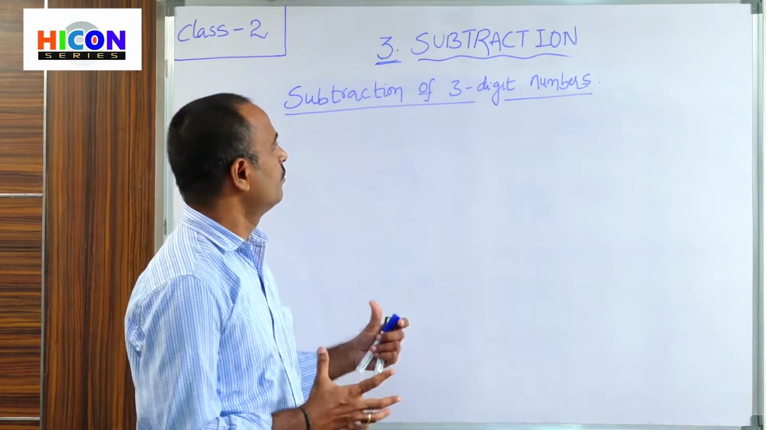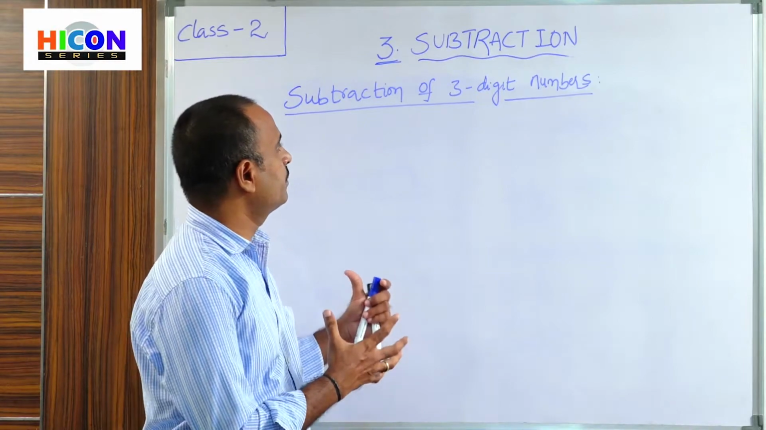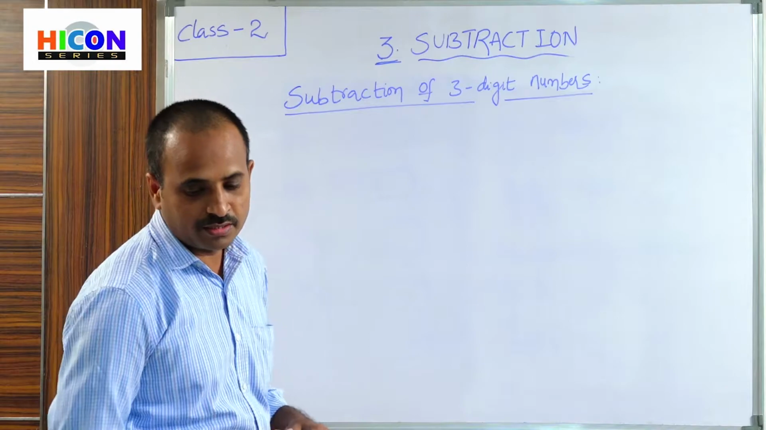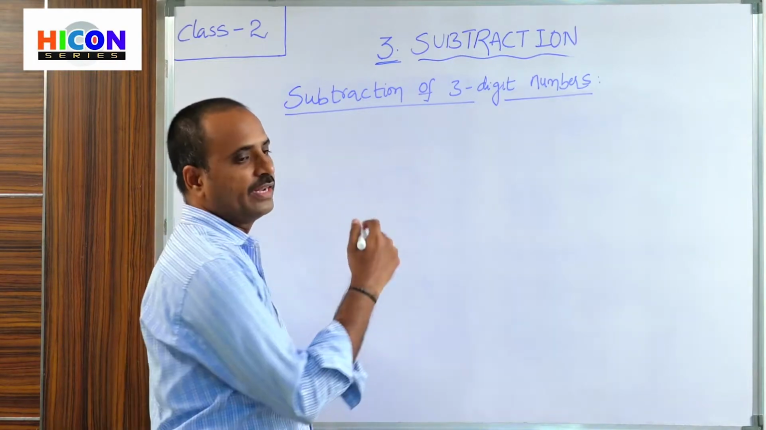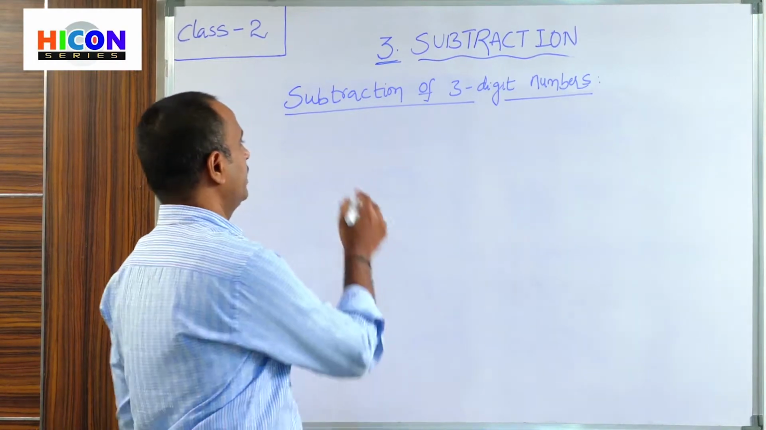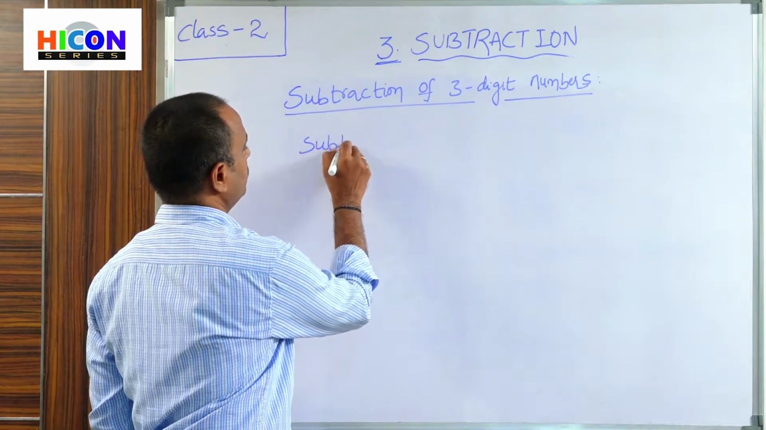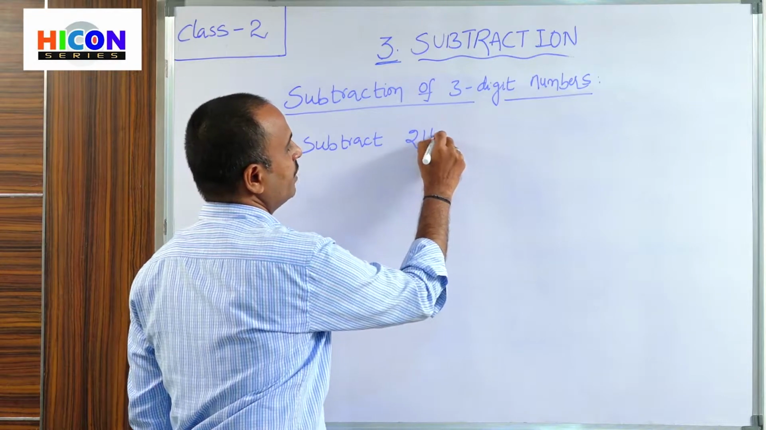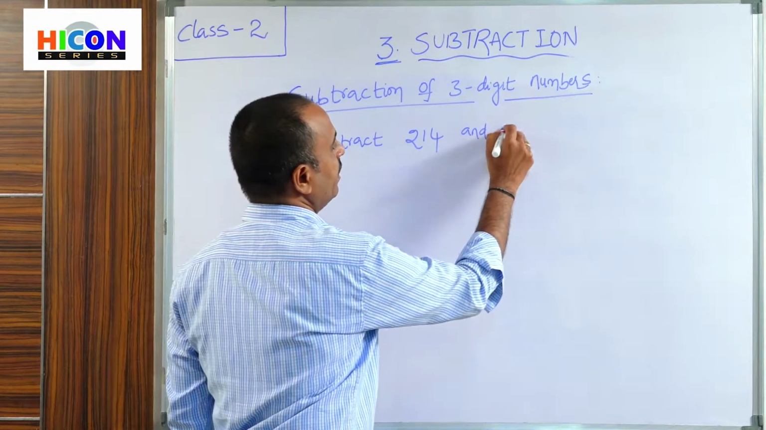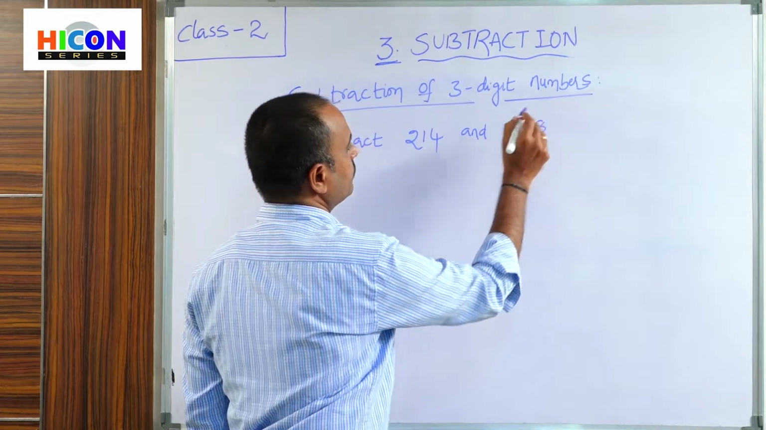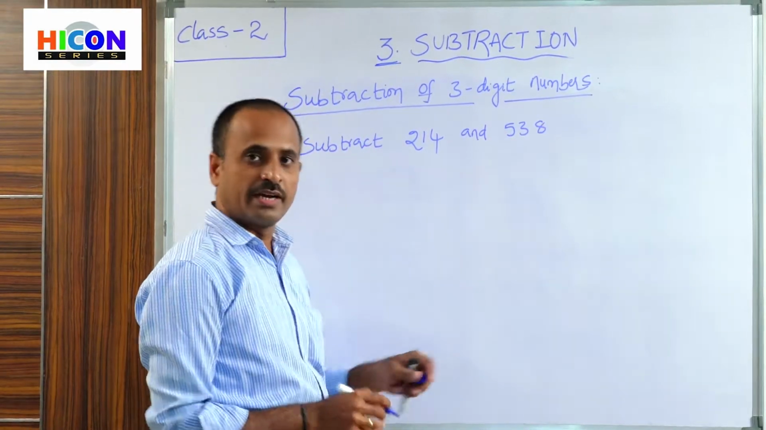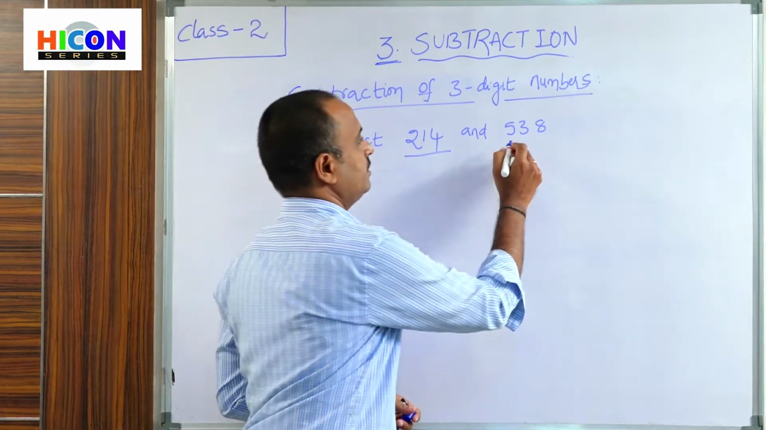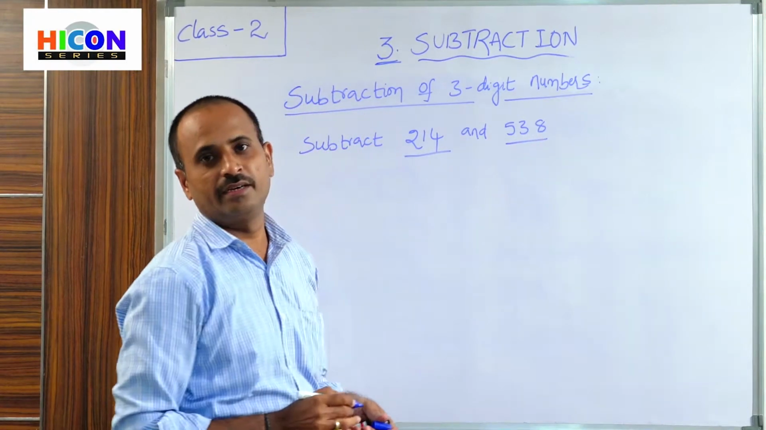Let us see one example. How can we subtract three-digit numbers? Let us take two three-digit numbers, 215 and 538. Subtract 214 and 538. Here two numbers are given: one number is 214 and the second number is 538.